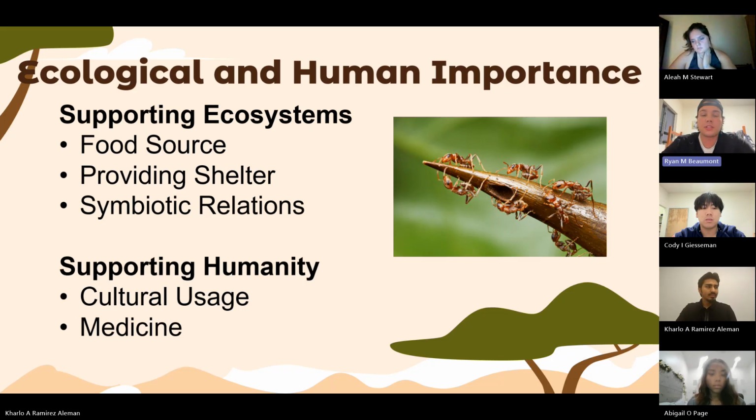And then desert plants also support humanity through cultural usage and medicine. Arid environments have housed Native American tribes for hundreds and hundreds of years, and cacti have been used by Native American populations in ceremonies such as rain-bringing ceremonies. They use saguaro cactuses in that. And then medicinally, Native American populations also relied on desert plants to be boiled and put into teas to treat symptoms of colds such as cough, headache, and sore throat.